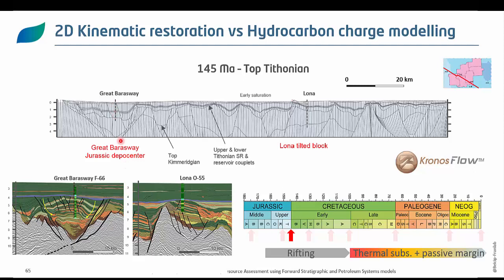So two key points here. At Great Barras Way in the Jurassic, the area is actually a depocenter, and it explains why there's a good source rock record at the well. At Lona, the structure starts to rotate with the rifting, and very early migration and some saturation happens down deep in the block. So it's very faint, it's here. We're going to see more of that.